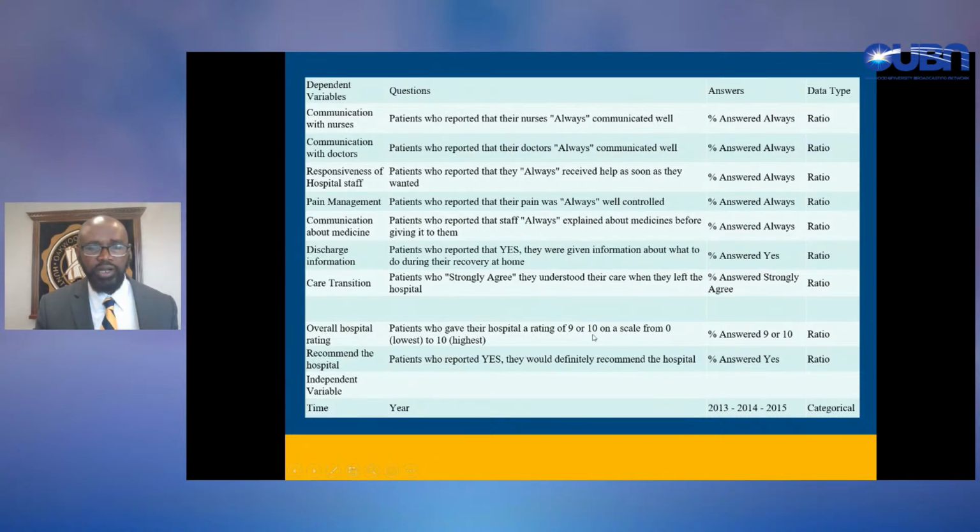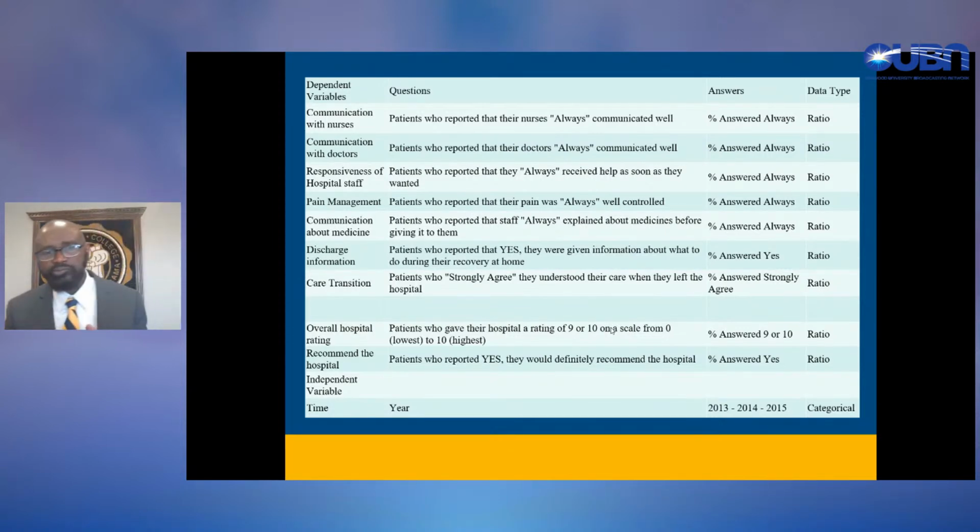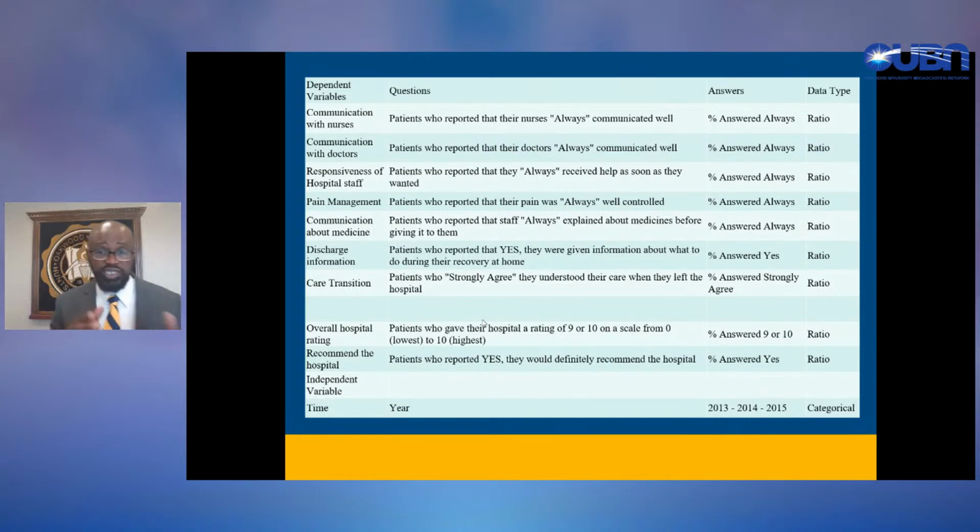And then the overall hospital rating: after going through all of that, what's the rating? Will you say 9 or 10? So it's like 9 or 10. It's 7, 8, 6, 5, 6. So those are the choices from the survey that the patient picks one from to respond. And then at the final, you can see that patients who reported yes, they will definitely recommend the hospital. So I'm looking at the most positive. So it's yes or no in this case, for those that have yes. Okay, and the 3 years. Again, they're not the same patients. We're looking at different individuals across 3 years of analysis.